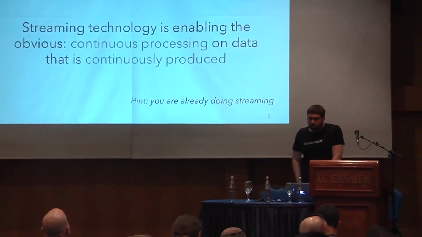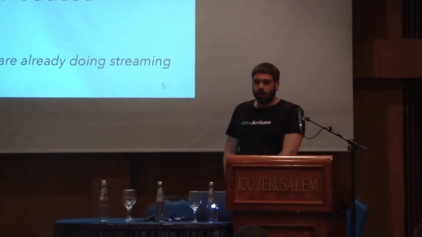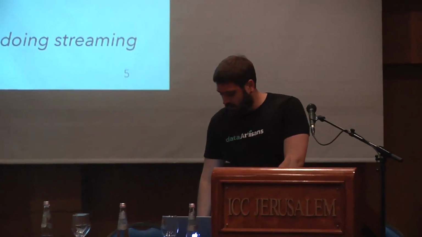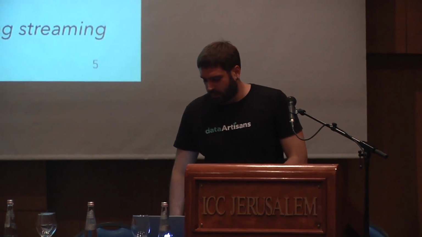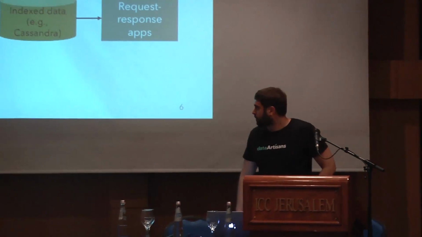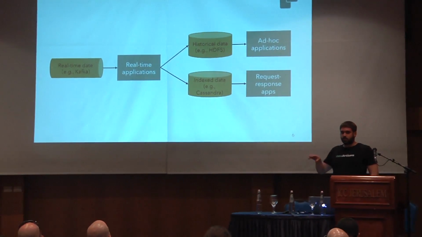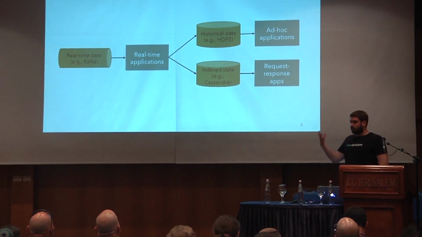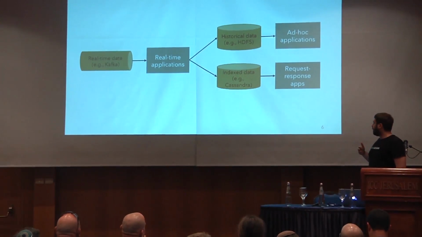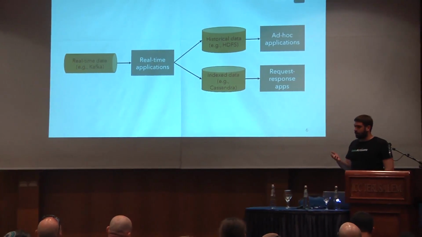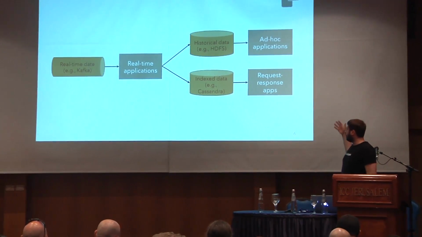And in most companies, you're actually already doing data streaming. You might not be realizing it. The idea is that with new technology, you can do it much, much better and be explicit about it. If you think about the different places where analytics go, you have your real-time data. People usually keep that in a message queue like Kafka. You have your historical data that you might keep in Hadoop. You have your index data that you might keep in a database. And you can do analytics on top of all of this data.